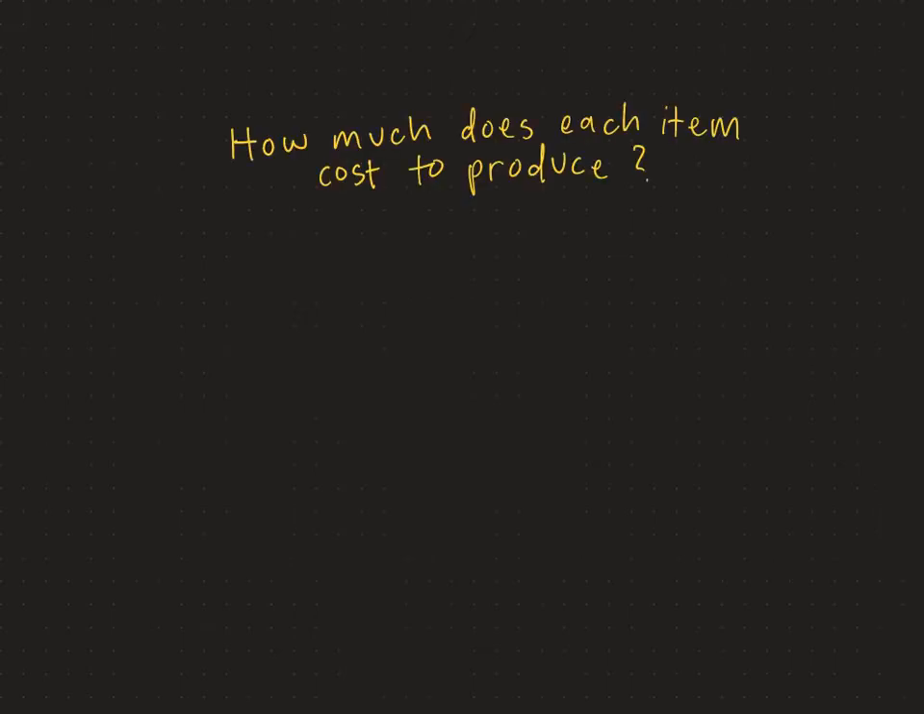One of the most important jobs for an accountant at a manufacturing company is to answer one simple question. How much does each item cost to produce? Having accurate cost information allows management to make decisions about which products to produce and how many.